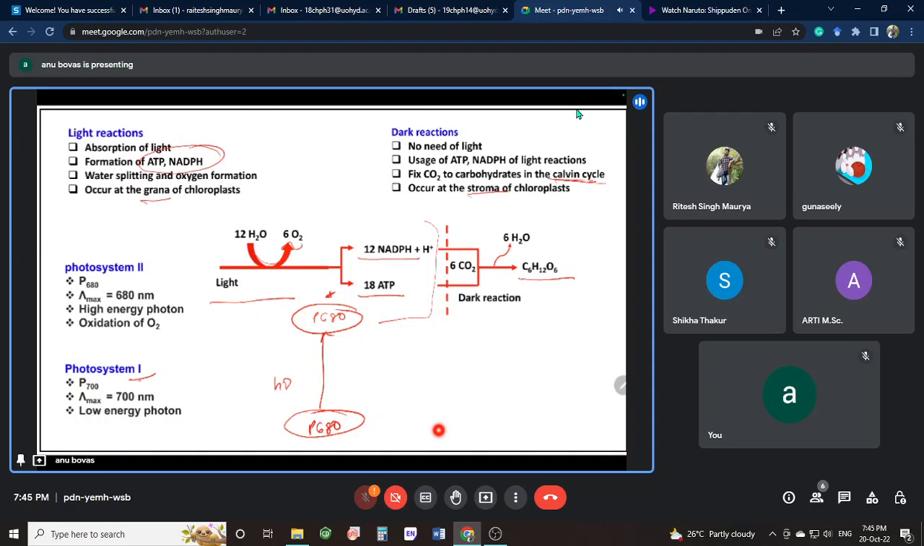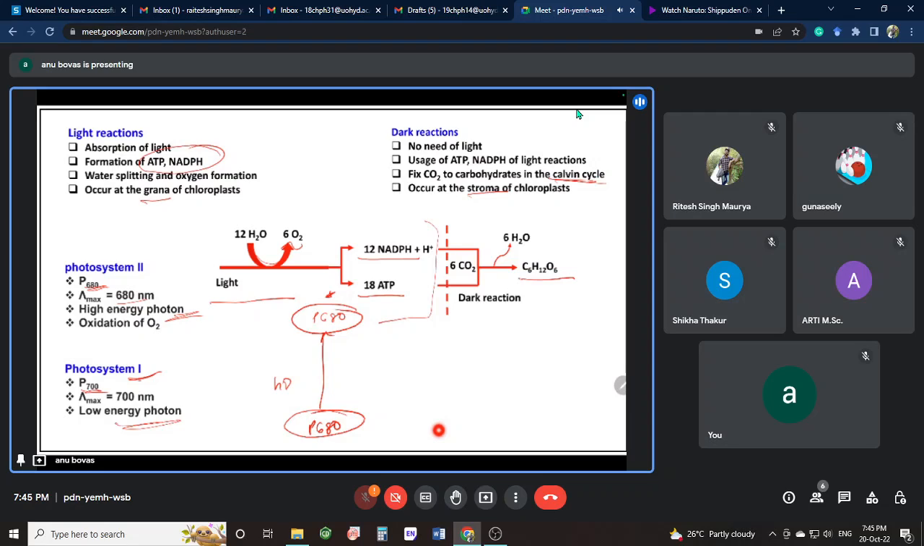If a question asks which photosystem absorbs high energy photons, photosystem 1 is P700. It absorbs 700 nanometer wavelength. Photosystem 2 has P680. It absorbs 680 nanometer wavelength. So the wavelength is less, meaning energy is more. That's why this is high. Photosystem 2 absorbs high energy photons, whereas photosystem 1 absorbs low energy photons.